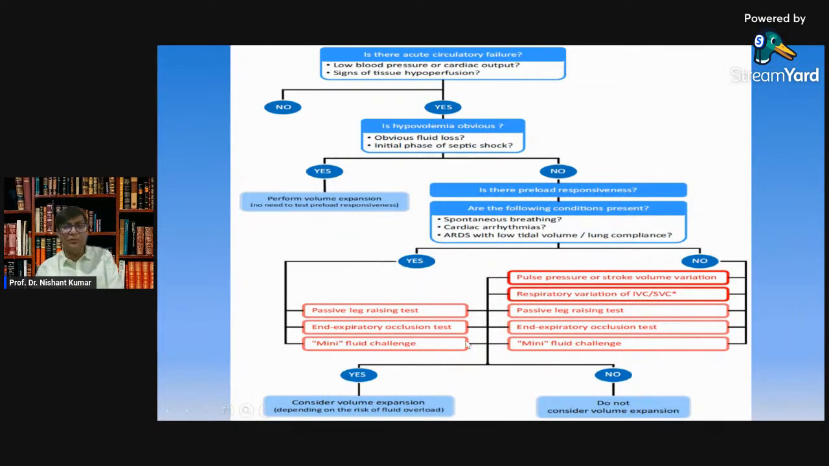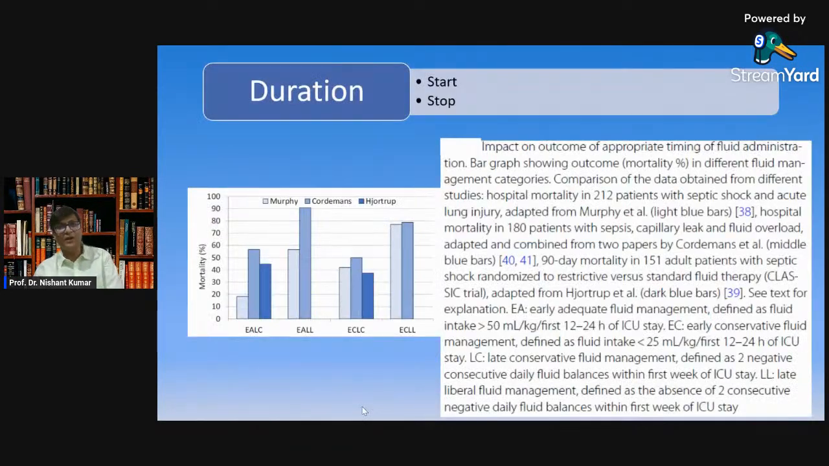Okay, so if these tests are positive, you consider a volume expansion. But again, you have to be careful not to overload the patient. If the tests are negative, please do not give a volume expansion. Think of other causes of low MAP. So next thing is duration. When to start and when to stop.